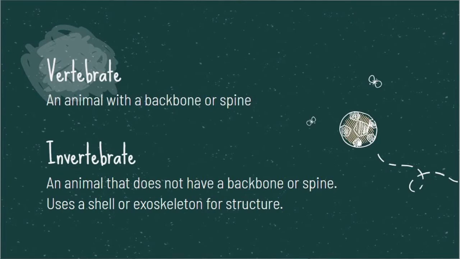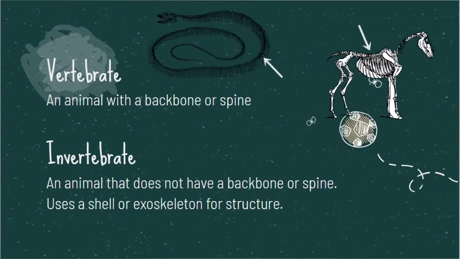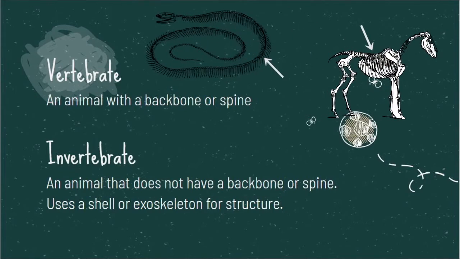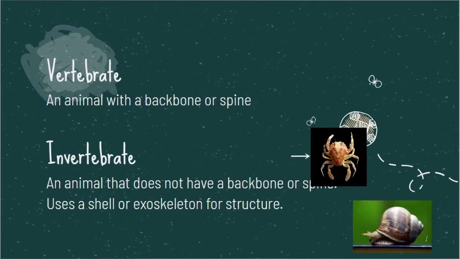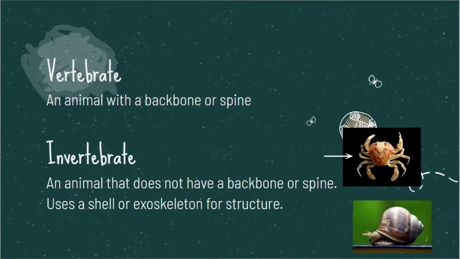A vertebrate is an animal with a backbone or spine. A backbone or spine is a bone that runs along the back of the animal. An invertebrate is an animal that does not have a backbone or spine. They use something else to provide structure for their body, such as a shell or an exoskeleton. We'll examine more later on invertebrates and vertebrates.